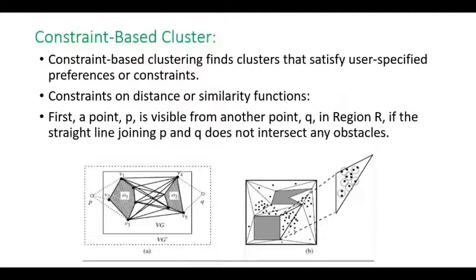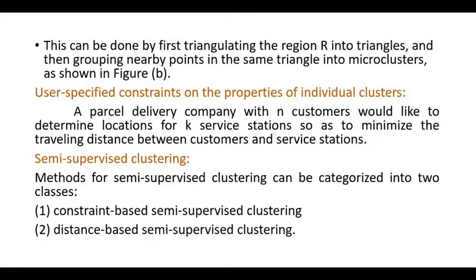In the next figure, figure B, to reduce the cost of distance computation between any pair of objects, a microcluster technique can be used. This can be done by first triangulating the region R into triangles, and then grouping nearby points in the same triangle into microclusters. After that, pre-computation can be performed to build two kinds of join indices based on the shortest path.